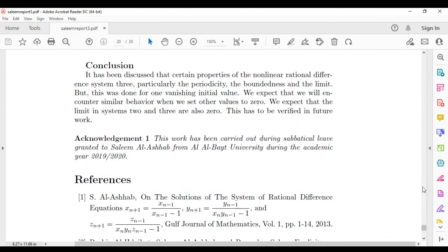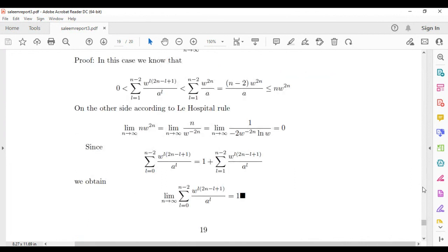So the question is now open: what will happen if R is greater than 1, or it is minus 1, for example, as previously considered in that system?